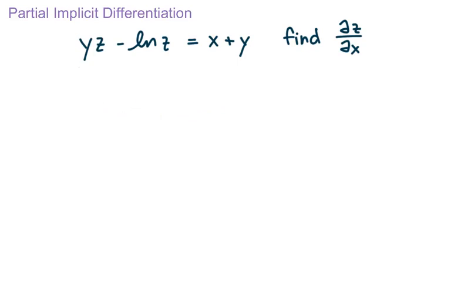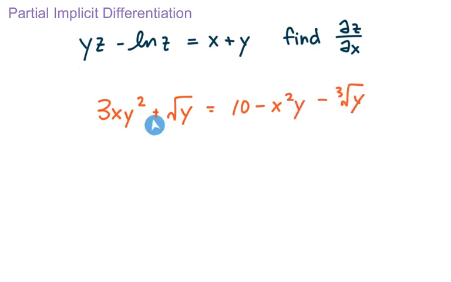But we might have situations where I've got 3xy squared plus the square root of y equals 10 minus x squared y minus the cube root of y. So in this equation, it'd be pretty hard for us to isolate just x or just y and write y explicitly in terms of x or x explicitly in terms of y. So this function, we say, is defined implicitly.